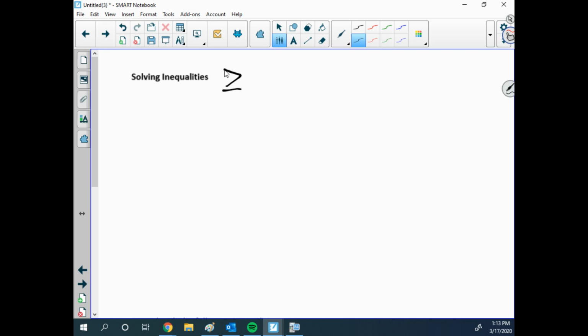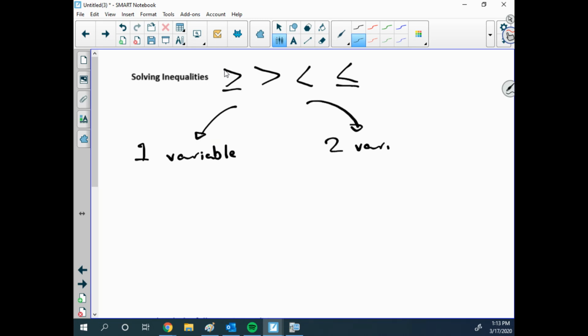Inequalities is where we have equations that have inequality signs in them, so greater than or equal to, greater than, less than or equal to signs. And solving inequalities can come in two forms. We looked at when we have one variable and making sure we solve accordingly, and then if we have two variables and how we solve accordingly.